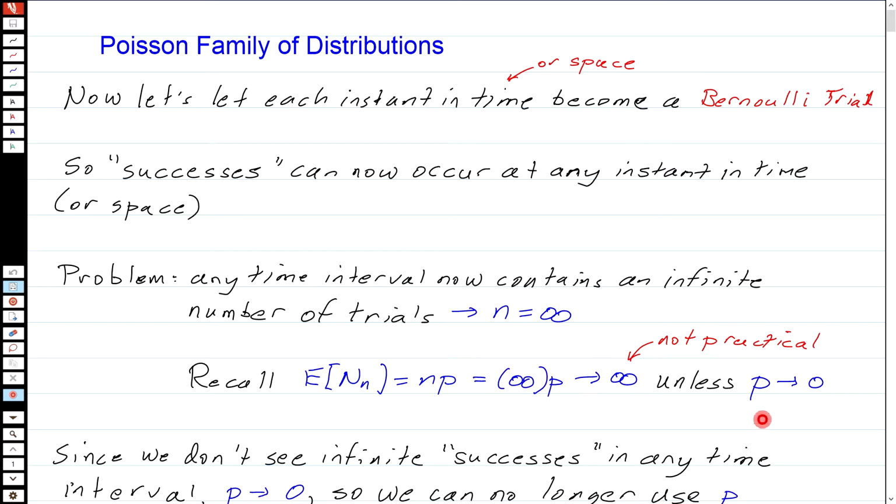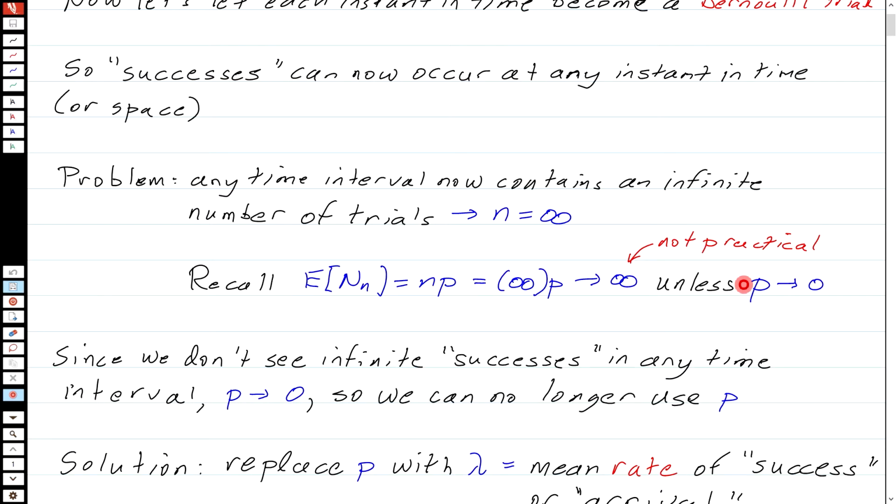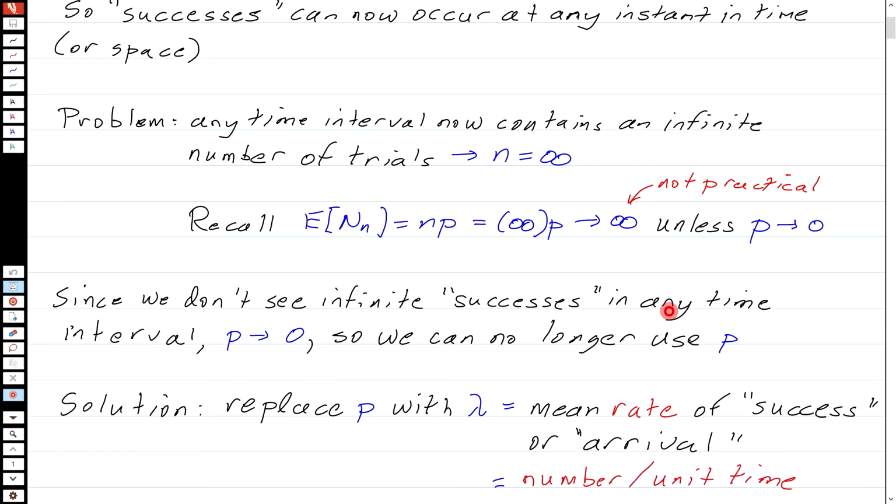So basically, we have to have the probability of success at any instant go to 0. Actually, it becomes proportional to the size of the instant. Like I said, we don't see in practice an infinite number of successes in any time interval. So p goes to 0. In other words, we can no longer use p itself to characterize this particular process.